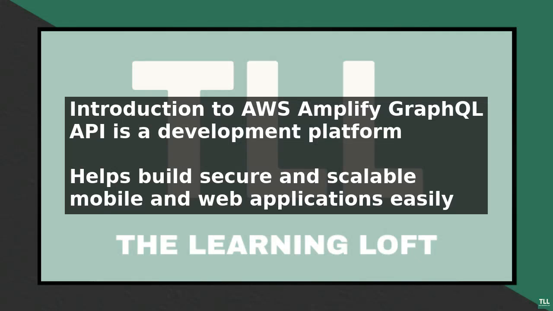Introduction to AWS Amplify GraphQL API. AWS Amplify is a development platform that helps you build secure and scalable mobile and web applications. And one of its key features is the GraphQL API. In this tutorial, we will cover the tips and best practices for working with AWS Amplify GraphQL API.